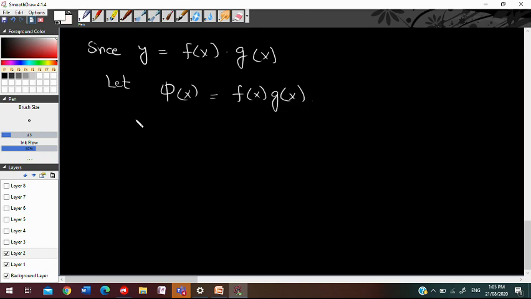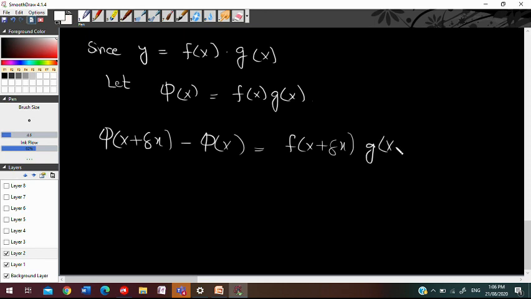Okay, now at the start of this question we have this product rule, and since we have y is equal to f of x into g of x, if we suppose phi of x instead of y, if I write phi of x is equal to f of x g of x, then our equation will become phi of x plus del x minus phi of x is equal to f of x plus del x g of x plus del x minus f of x g of x.